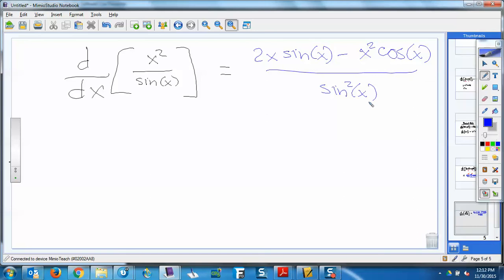There's nothing on the bottom for it to cancel with. Now, if I had a sign in both of these and took out a sign and then could cancel it with one of the signs down here, then I would want you to do that.